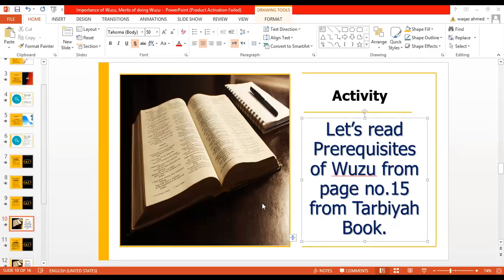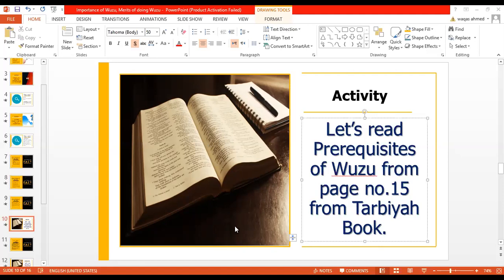Okay, read the prerequisites for wuzu from page number 15. Quickly. I was telling that if someone is here in the classroom and is not responding properly, he is not allowed to stay in the classroom. He is wasting the time. The teacher is asking you a question and telling you to do some activity. If you're not interested in that activity, it means you're wasting the time of the teacher and the classmates as well. So it's not right for anyone to stay in the class.